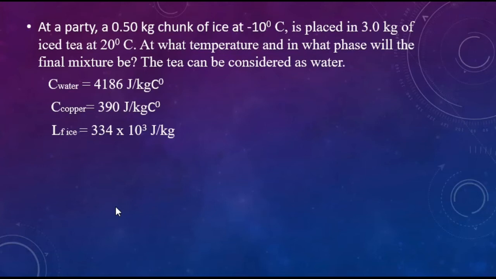Okay, this one will be different from the other examples. Yes, you can see here at a party, a 0.5 kilogram chunk of ice, which is at negative 10 degrees Celsius, is placed in 3.0 kilograms of iced tea. Okay, let's assume it's just water at 20 degrees Celsius. So we will be using C of water. At what temperature and in what phase will the final mixture be? The tea can be considered as water.